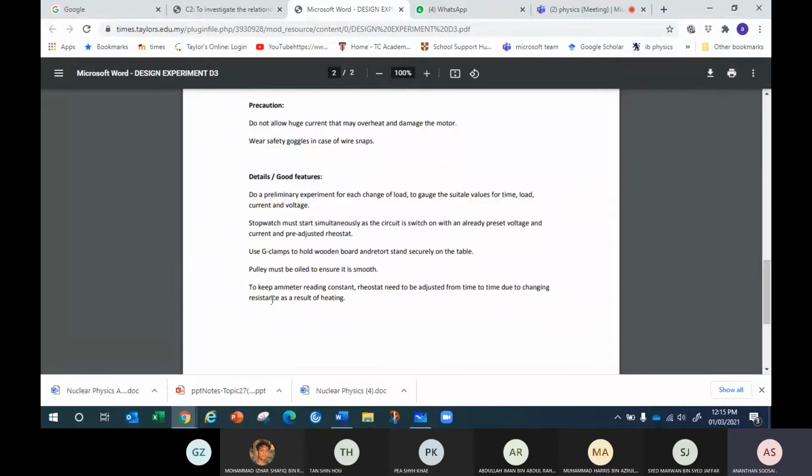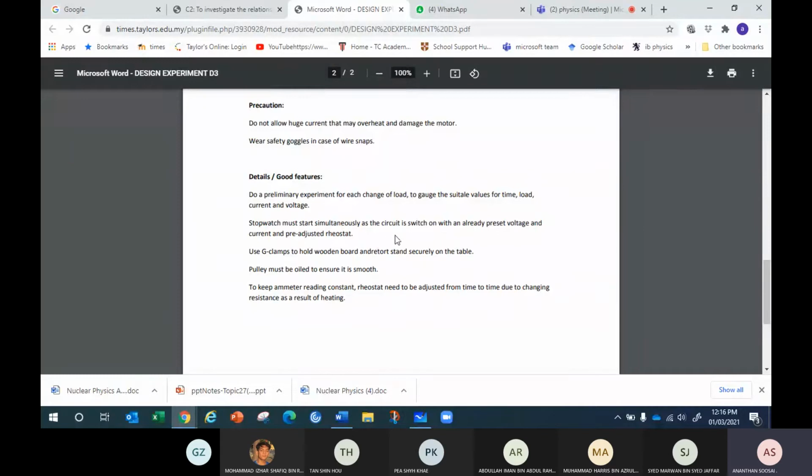Extra details, more details. This is some of it. Do a preliminary experiment, changing the load, so that the current and voltage are of suitable value for the time, load and current used. Because with excessive current, the voltage is going to rise very fast. So the time is going to be very short, so your reaction time can dominate the time, and the value will become less accurate. So you don't want it to rise very fast. Very slow is fine, but not very fast, and not too slow also. So do a preliminary experiment to find which current and voltage to use.